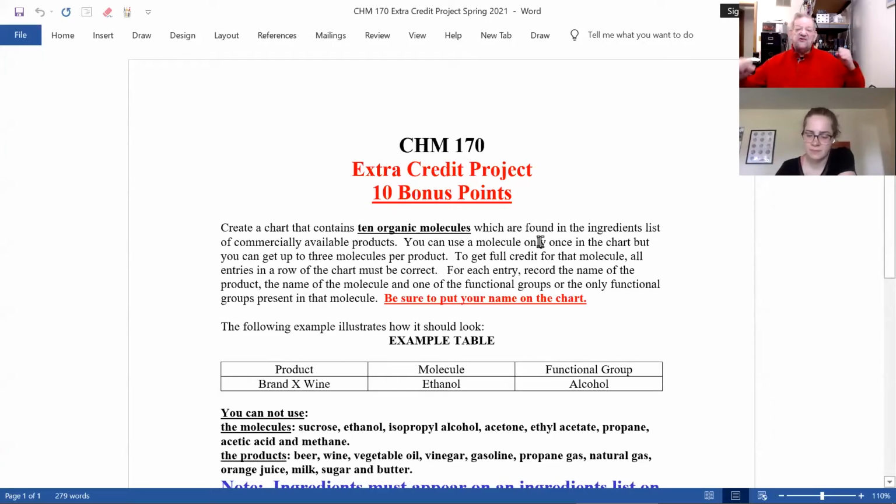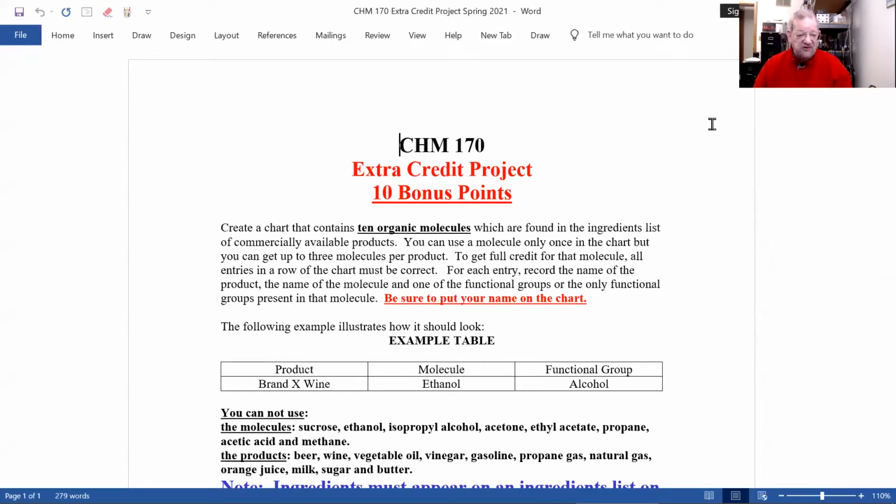All right, this is an extra credit project. It's 10, yes, 10 bonus points. And how do you get the 10 bonus points? Create a chart that contains 10 organic molecules, which are found in the ingredients list of commercially available products. In other words, anything you can buy. You can use a molecule only once in a chart, but you can get up to 3 molecules per product. That's Dr. White's sneaky way of having you look at more than 1 or 2 things, like 4 of them.